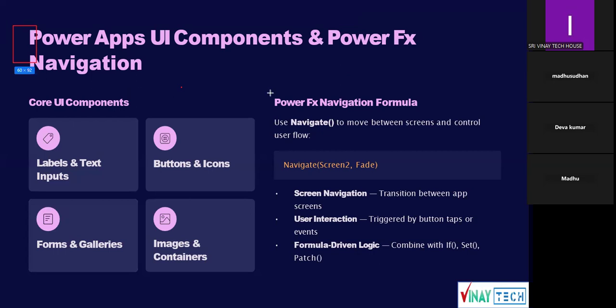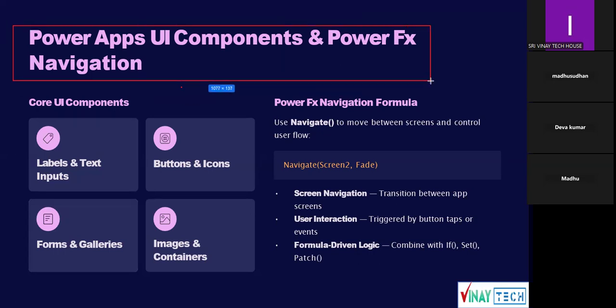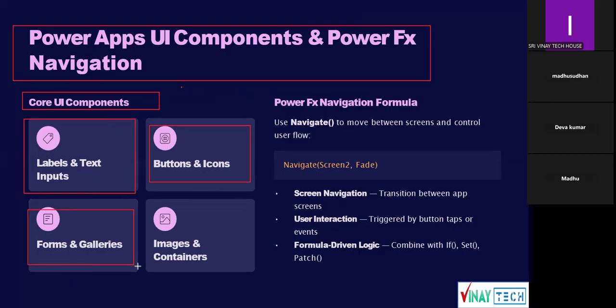These are the Power Apps UI components and Power Fx navigation. What are core UI components? Labels and text inputs are core components. Buttons and icons also come under core components. Forms and galleries, images and containers. These are all core UI components, which are useful when we create a Power Canvas app.